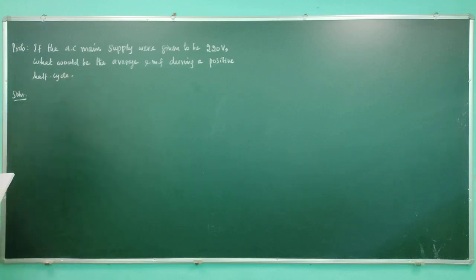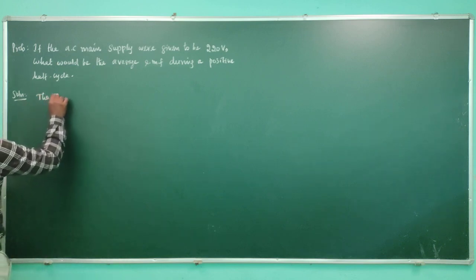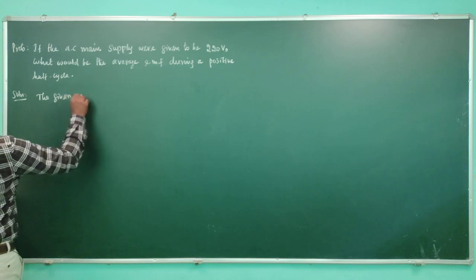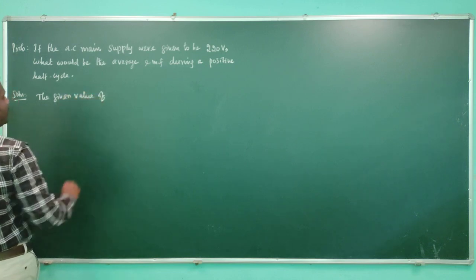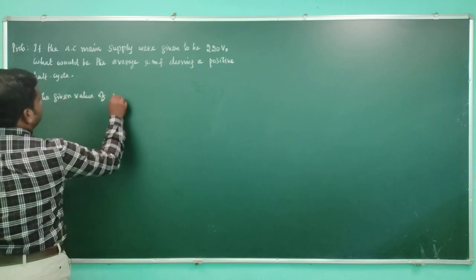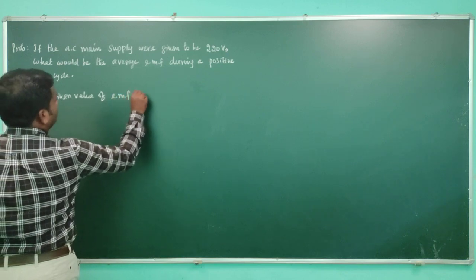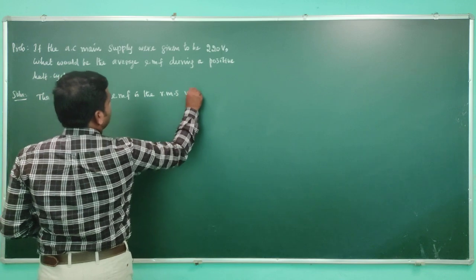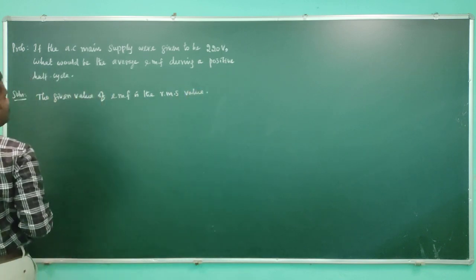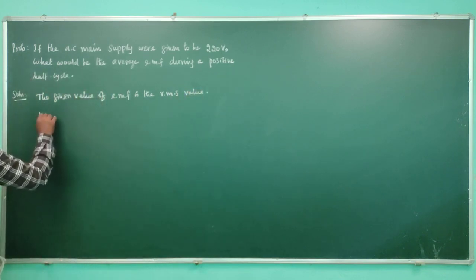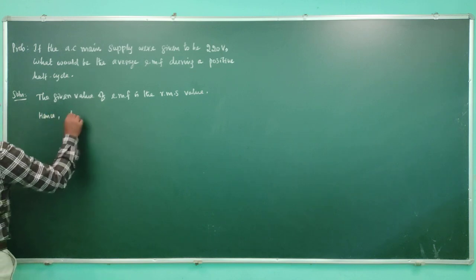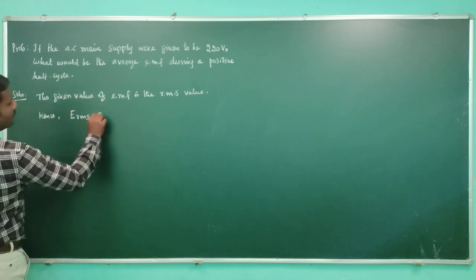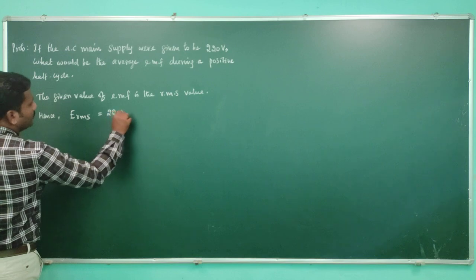So the given voltage is nothing but the root mean square value. So the given value of EMF is the RMS value. Hence, E RMS is nothing but 220 volt.